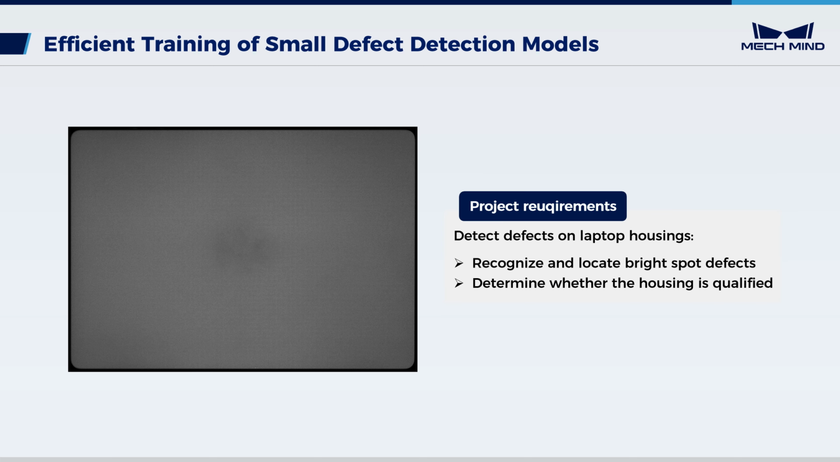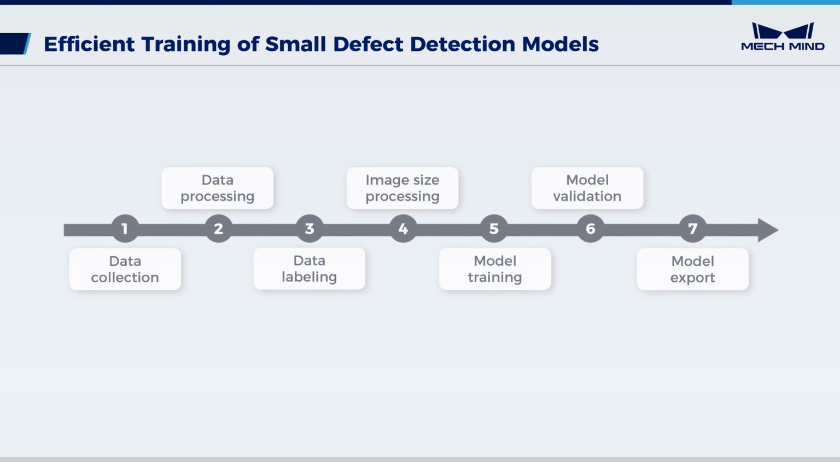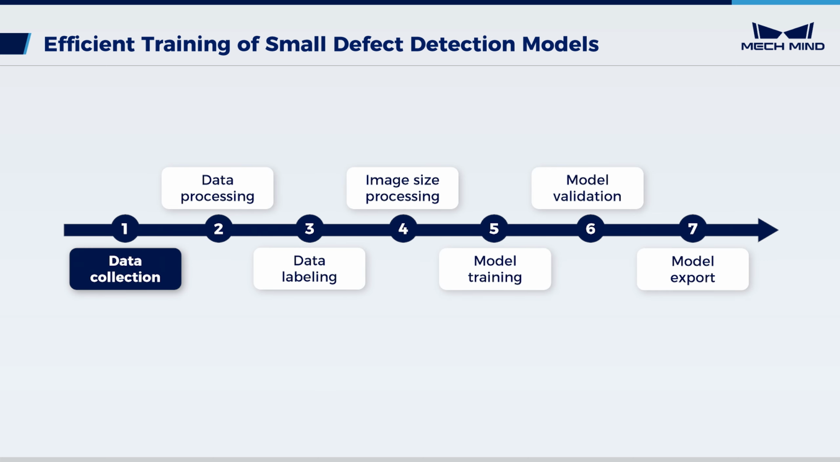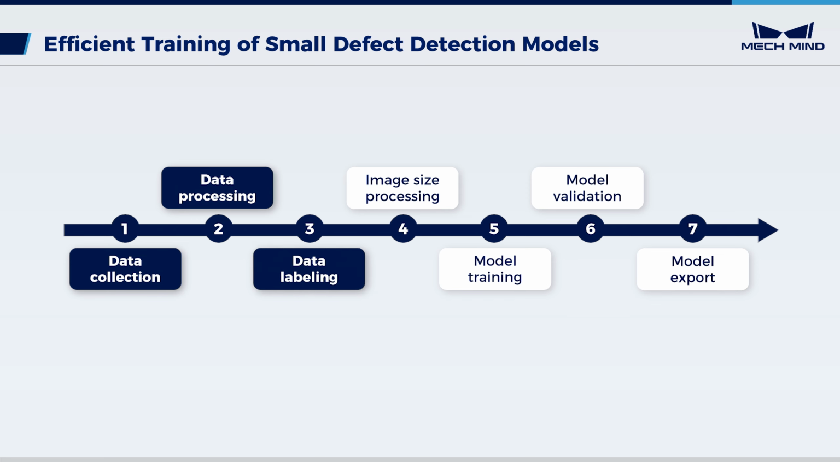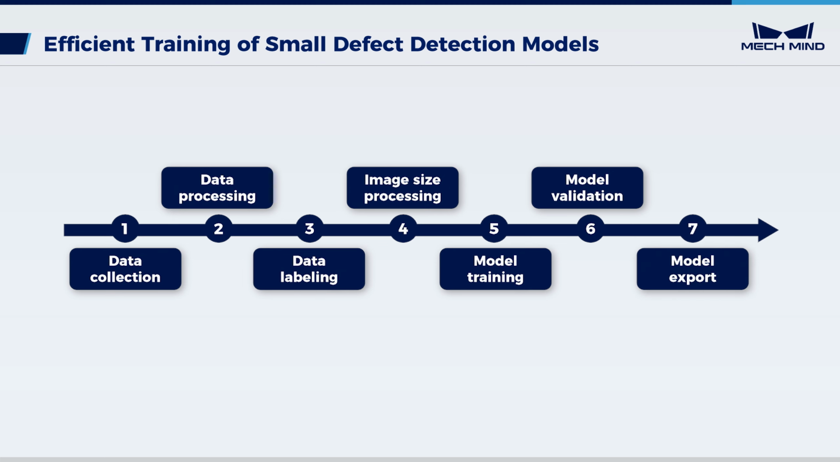In this video, laptop housings are used as an example, to demonstrate how to train a defect segmentation model, to detect and locate bright spot defects, and determine whether the housings meet quality standards. The overall process consists of 7 steps: data collection, data processing, data labeling, image size processing, model training, model validation, and model export. Now, let's go through the specific process.